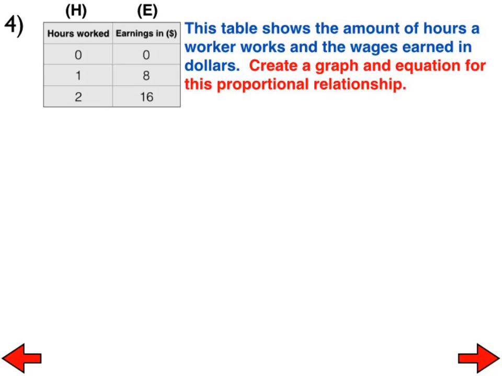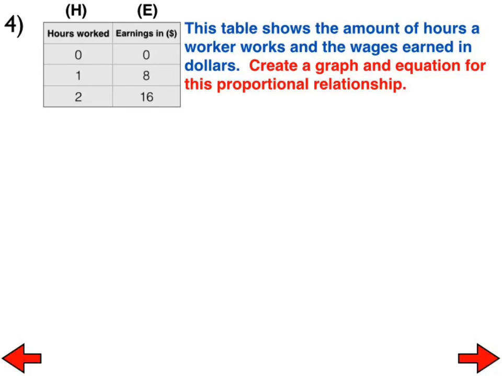Number 4, this table shows the amount of hours a worker works and the wages earned. Create a graph and an equation for this proportional relationship. Go ahead and do that. I heard most of you saying the right things. However, a couple of you, when you were stating your equations, I heard y equals something x. Should we be using x and y, yes or no? No. Why not use x and y?